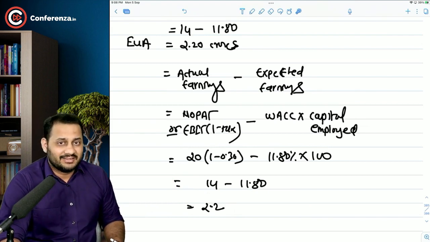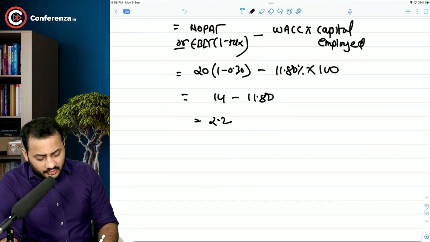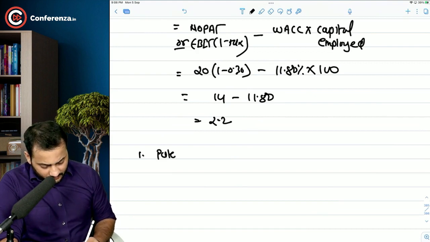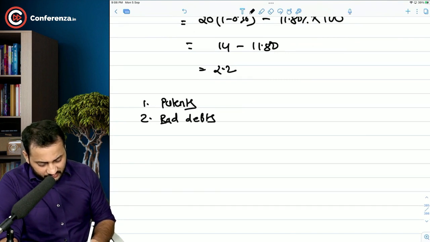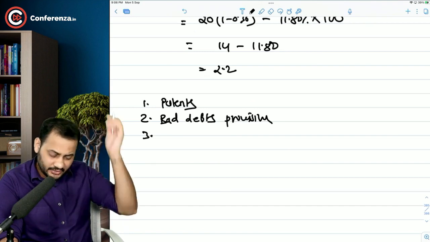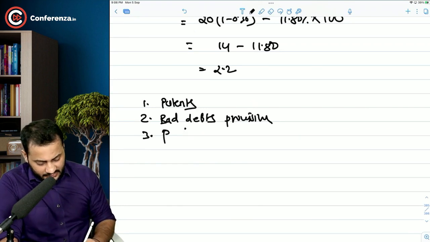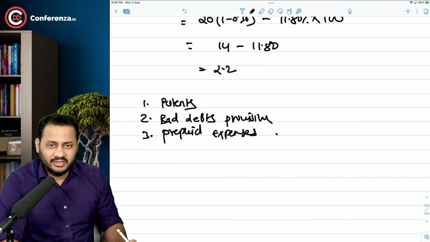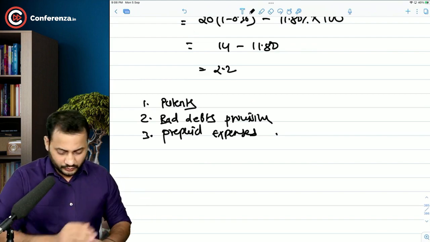But there will be some variety. It's not that easy. There will be some variety in most of the questions. Like patents, we will be adjusting things for patents and bad debts provision, and what else can be there. It will be preliminary expenses, or we can say prepaid expenses, which have already been deducted. So mostly it will be like this. Okay, sir, let's start from the easiest question to the difficult one.